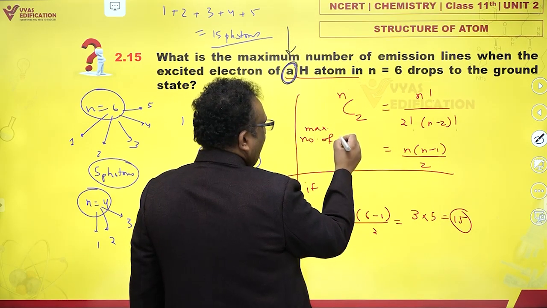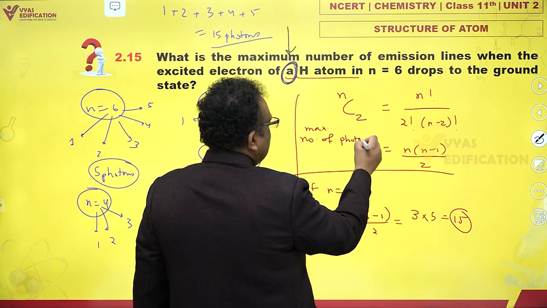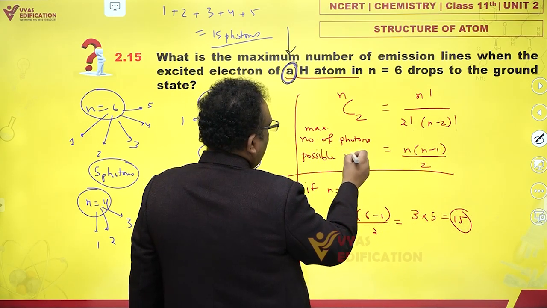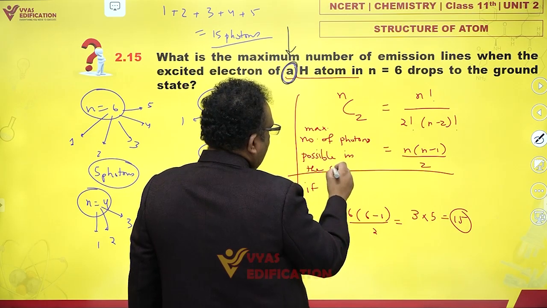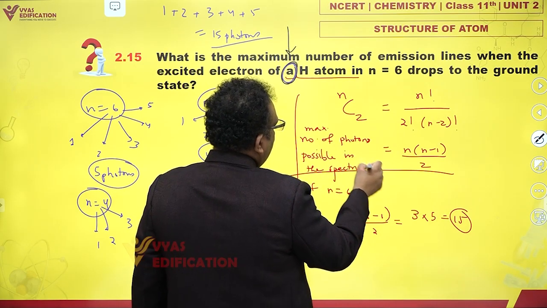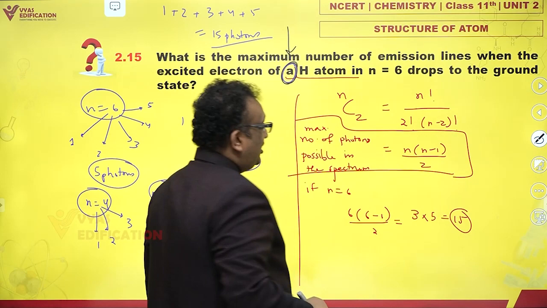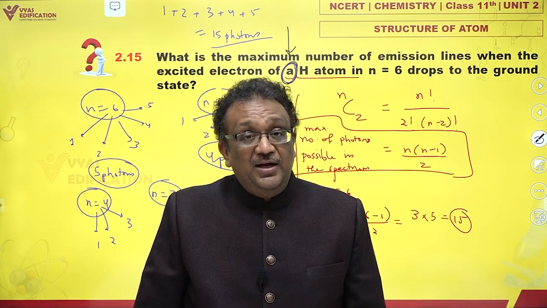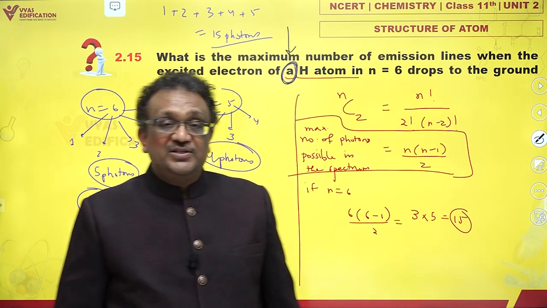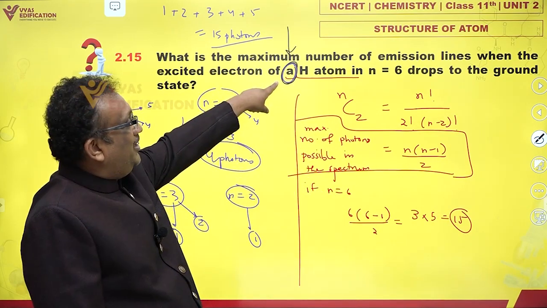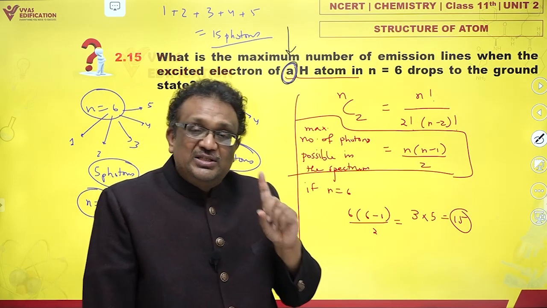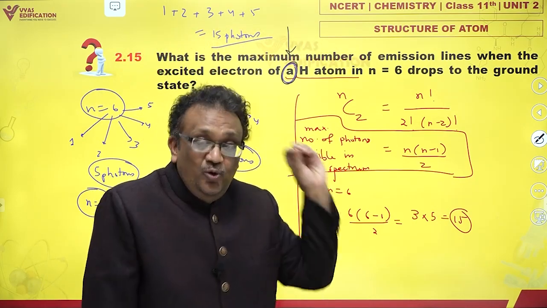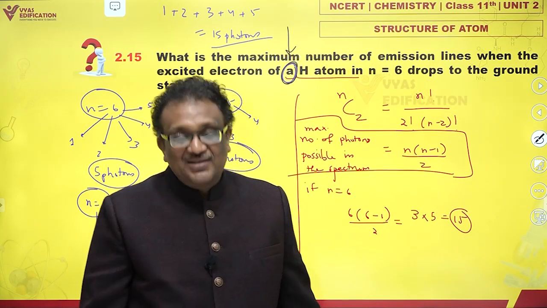So what is this? Maximum number of photons possible in the spectrum. And spectrum is obtained only when you have multiple atoms. I repeat, I really repeat for a 5th, 6th, 7th time. A hydrogen atom, if this is only a single hydrogen atom, the answer cannot be more than 5. If you have a group of atoms, then you can have the answer as 15.